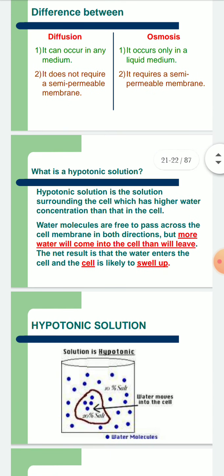What is the difference between diffusion and osmosis? Diffusion can occur in any medium, and osmosis requires only a liquid medium. It occurs only in a liquid medium. Diffusion does not require any semi-permeable or permeable membrane, but osmosis requires a semi-permeable membrane.